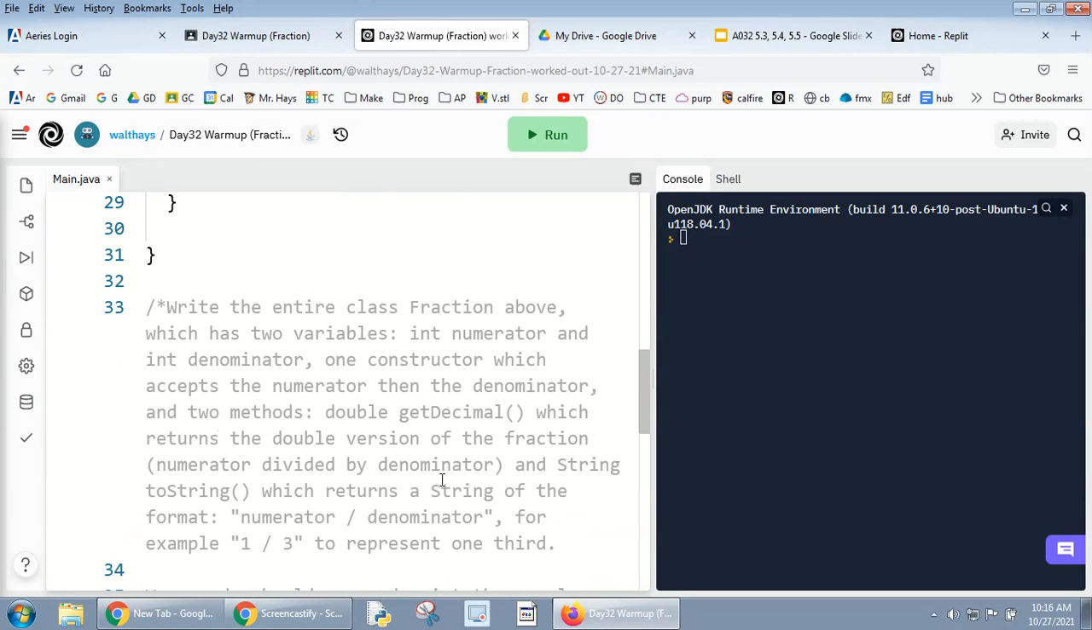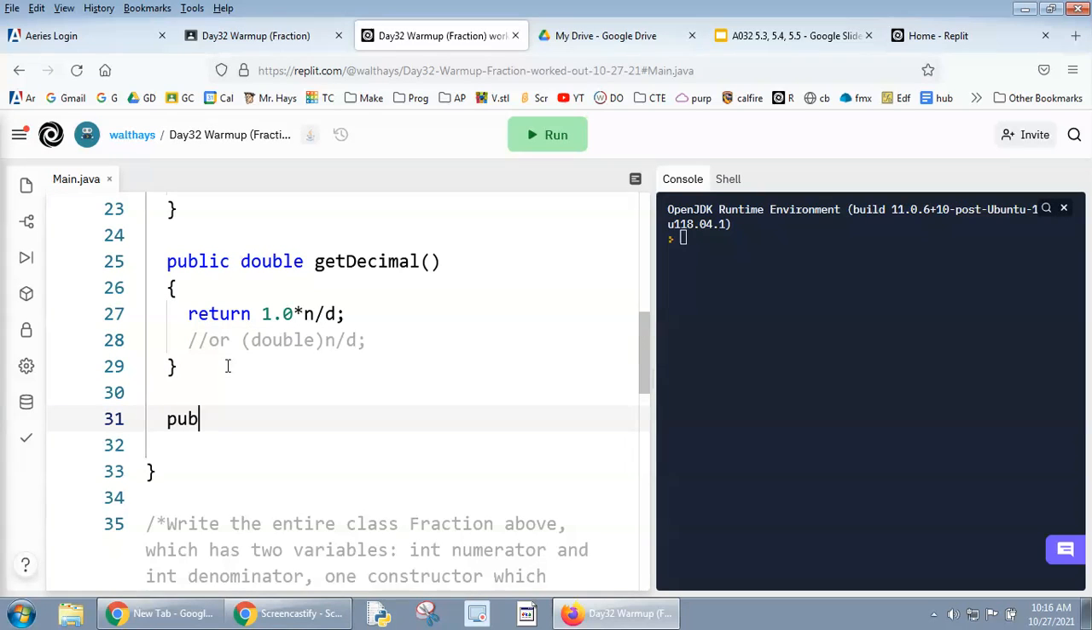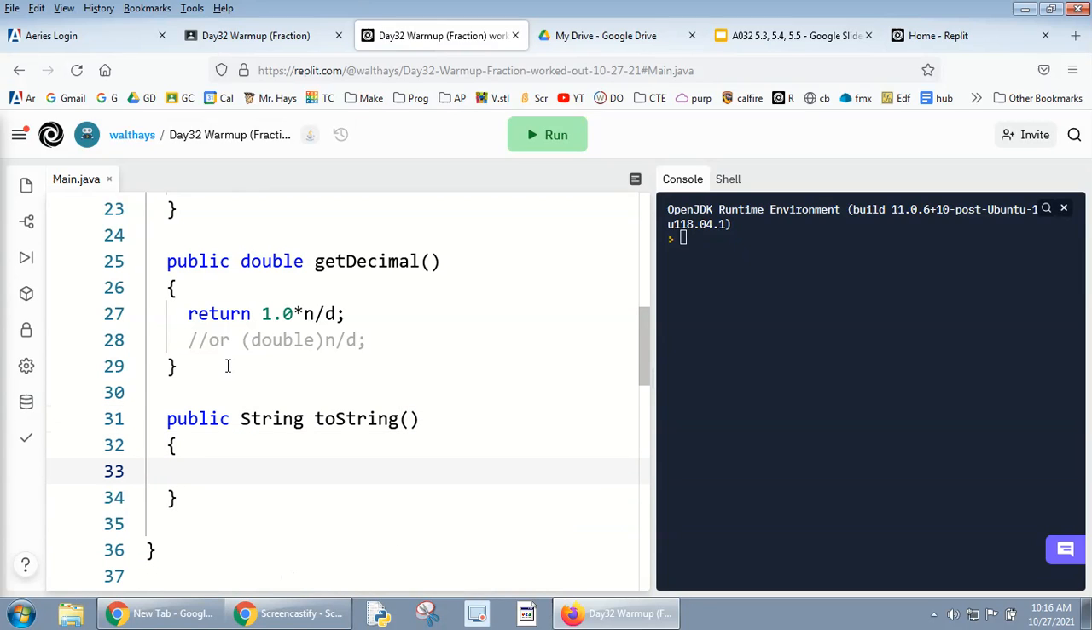So, what else did I ask for? A toString. Public String toString. You always do a toString exactly like this. You always start at public String toString. And we're going to return numerator plus a fraction bar plus denominator.